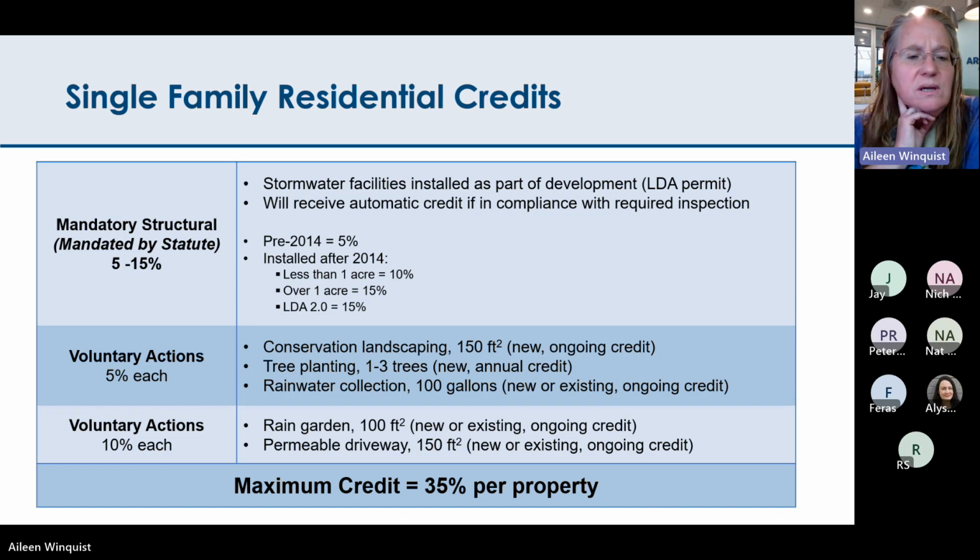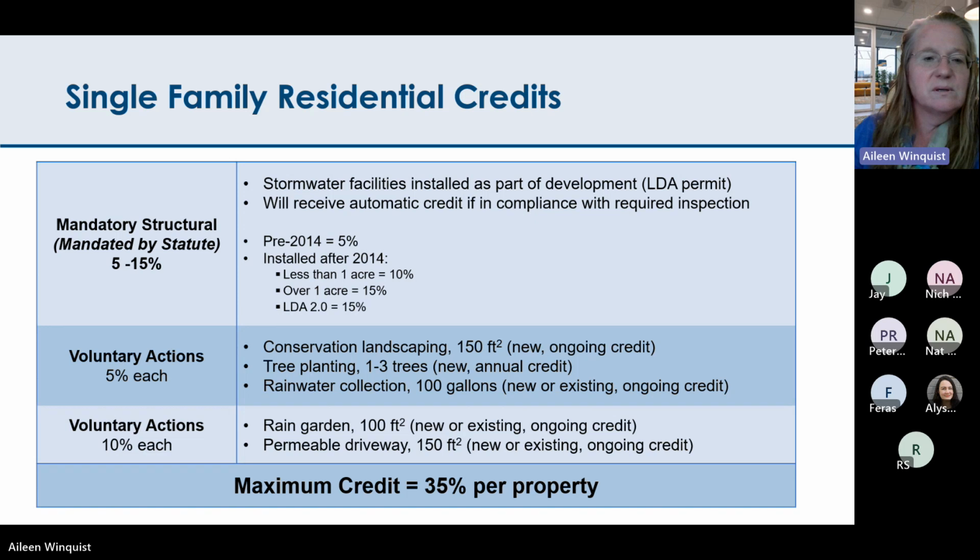So this chart gives an overview for single-family residential. You can see at the top are the mandatory credits, and these would be for stormwater facilities that are installed as part of a development. These facilities will receive automatic credit when the property owner completes their required annual or biannual inspection.